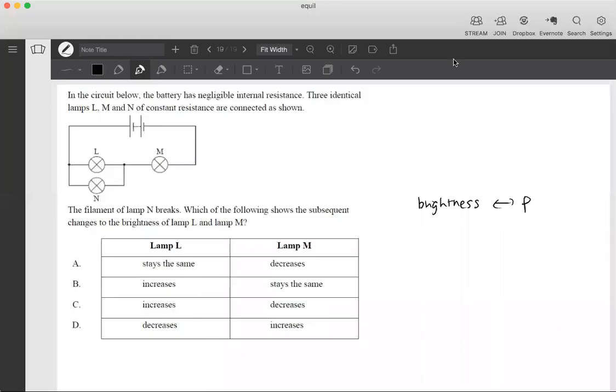Now let's have a look at a circuit multiple choice question with brightness. The key information is that these three lamps have identical resistance. They ask you, when N breaks, what will happen to the brightness of L and M? Whenever they ask about brightness in the exams, brightness just tells you the power.